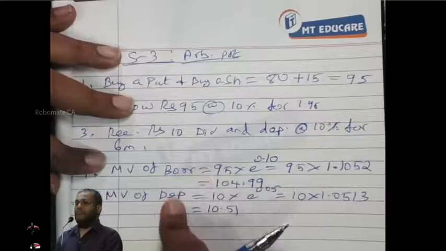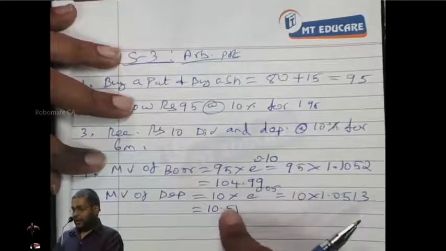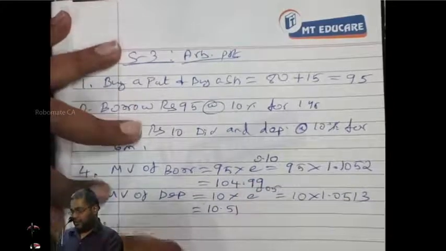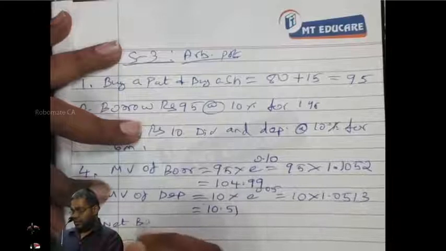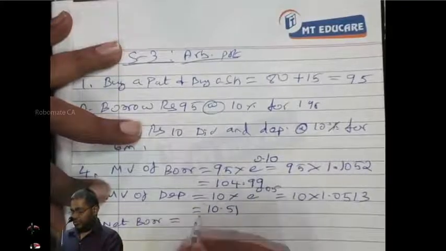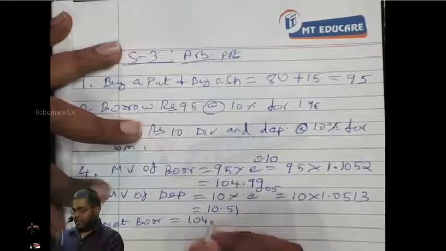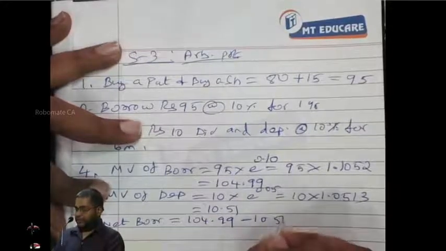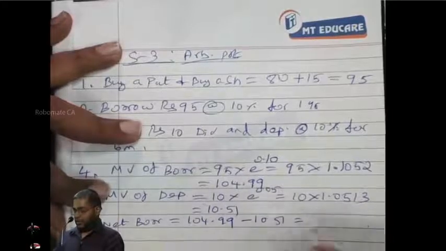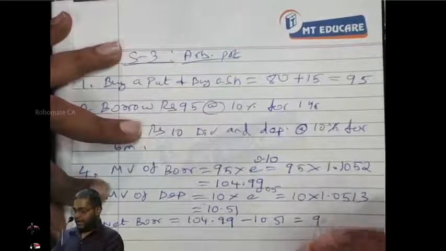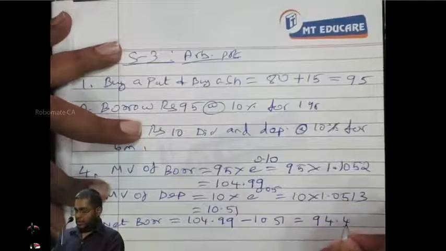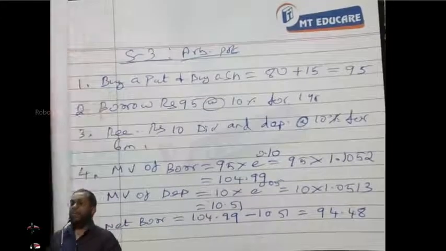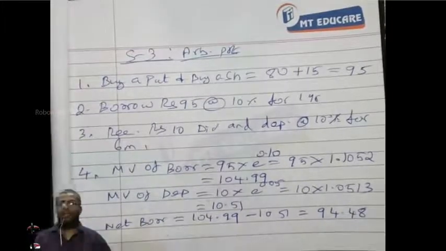Now the net amount to be repaid is what here? 104.99 minus 10.51. Write down. Net borrowing is equal to 104.99 I have to pay, but I receive 10.51. So the net borrowing to be repaid is 94.48.